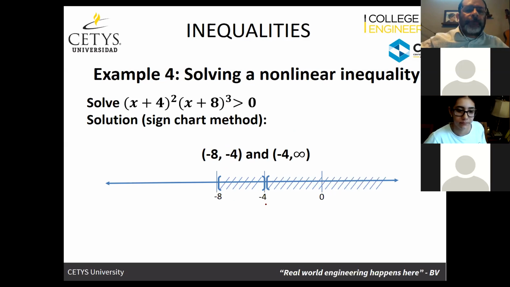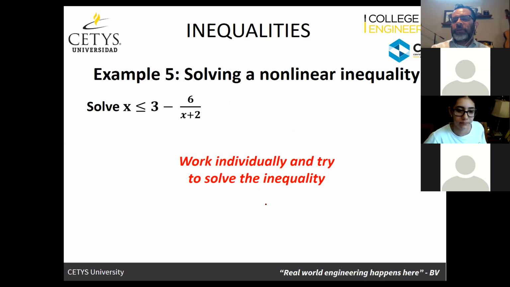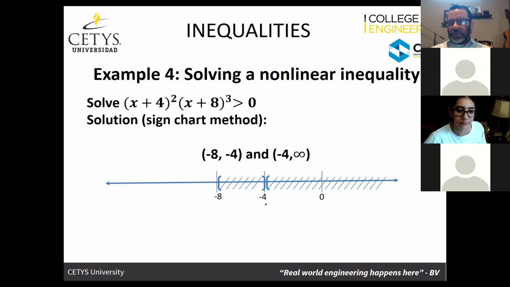Now, for Wednesday we're going to start doing the workshop. But for Wednesday, try to solve this one, example number 5. Try to solve it in your notebooks. This is a problem we're going to start off on Wednesday with. I'm going to update the presentations with the solutions up to this point, and we're going to start with example 5 on Wednesday.